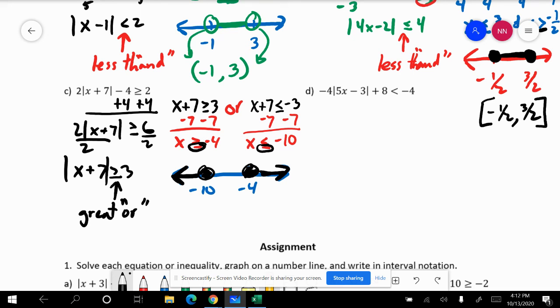Now, if you weren't sure why it is going outside, if you look at the inequality, x is less than negative 10. That's less than, which is going to the left. x is greater than or equal to negative 4. It's going to the right.